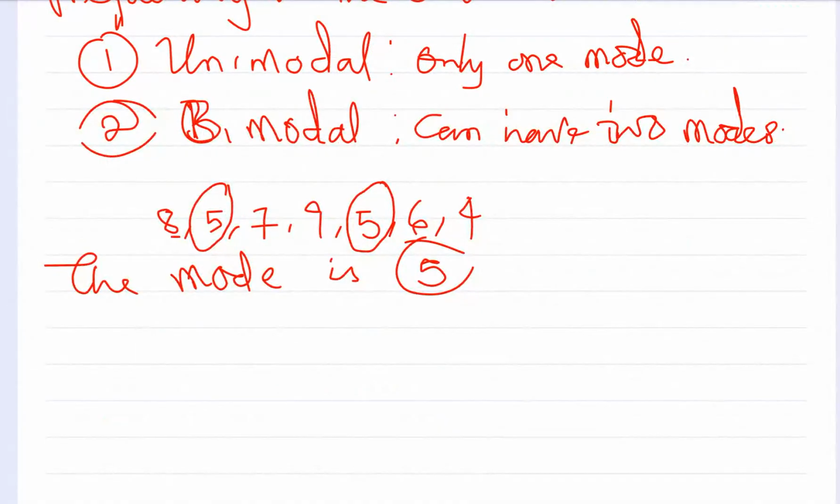Now there is a question people usually ask: what if we do not have any repeated number? If there are no repeated numbers, the data has no mode. Let's assume that in this example I do not have 5 again. That means I have 8, 5, 7, 9, 6, 4. In this case there is no mode, because no number is repeated. So to get mode, there must be a repeated number. Do you understand that now? So that is another thing you have to understand when we talk about the mode.